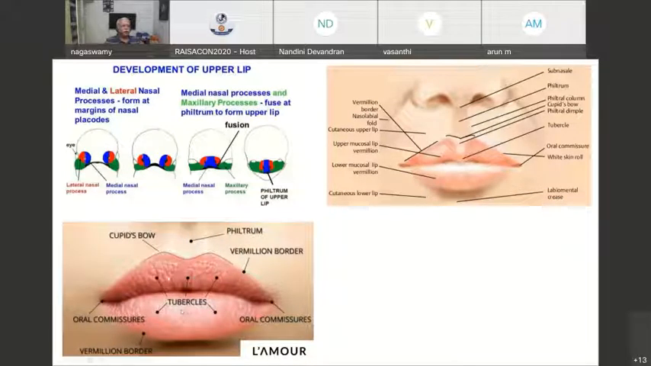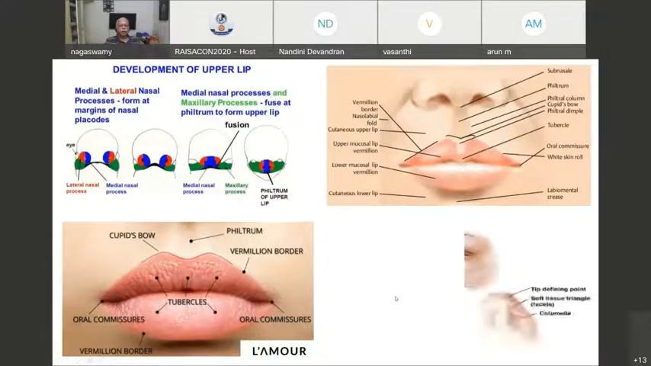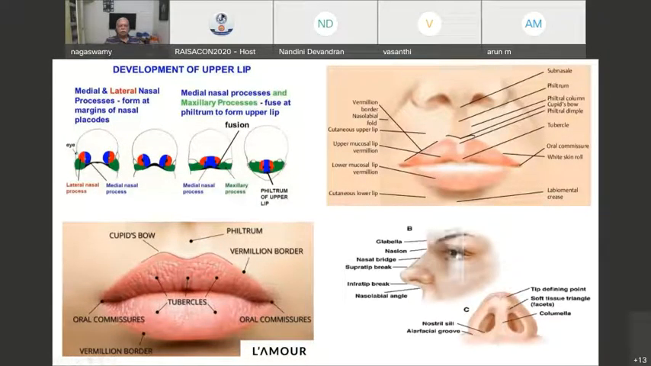So you can see nicely this portion is called the philtrum. This is called the Cupid's bow. This is called the vermilion border. This is the mucous membrane. Normally these tubercles are also there. And this nose, this is what is called the columella. This is the ala, and this is the groove, alar facial groove. And this lower portion is called the nostril sill.